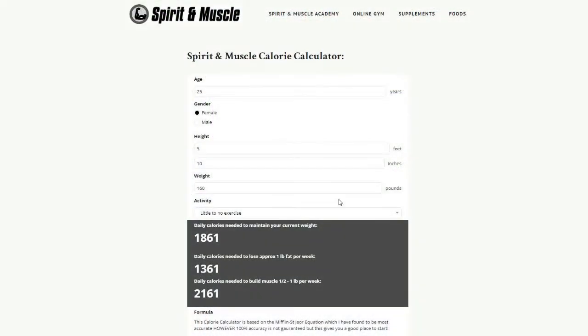Okay, so the first thing I'll do is put in my age. This is the Spirit and Muscle calorie calculator, as you can see. Gender male, height 5'6", weight, current weight is 165.